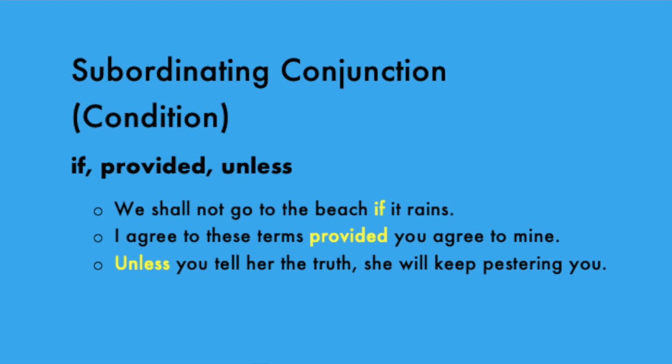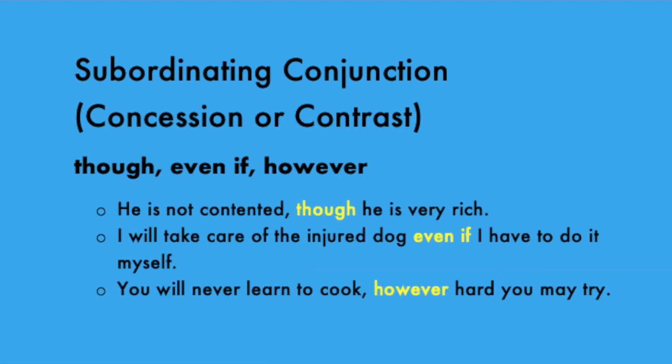Next one is condition. We shall not go to the beach if it rains. I agree to these terms provided you agree to mine. Unless you tell her the truth, she will keep pestering you. Here the conditions are if, provided, unless. Okay. Next one, concession or contrast. He is not contented, though he is very rich. Though is a concession or contrast. I will take care of the injured dog even if I have to do it myself. You will never learn to cook, however hard you may try. Here the concessions or contrasts are though, even if, however.